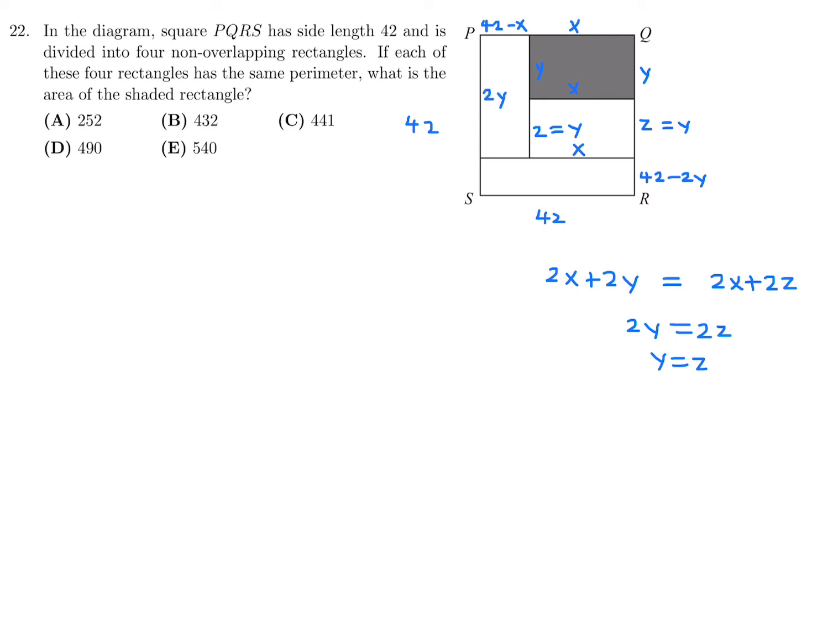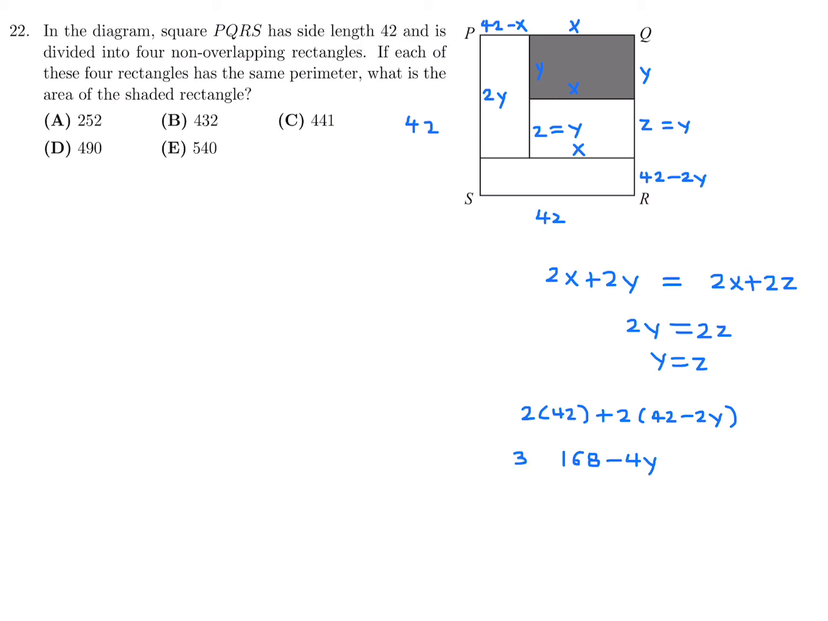All right. So now let's figure out the equations of the 4 perimeters. So the first perimeter was this one. The second perimeter was that. The third perimeter, if we look at this rectangle, that would be 2 times 42 plus 2 times 42 minus 2y. So that's going to be 84 plus 84, so that's 168 minus 4y.